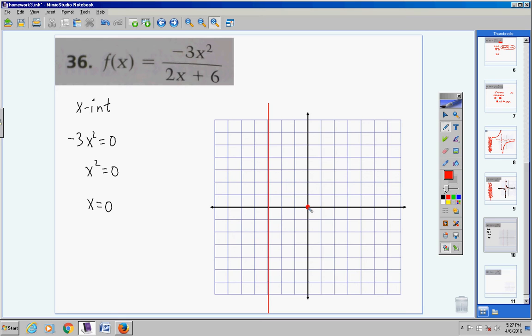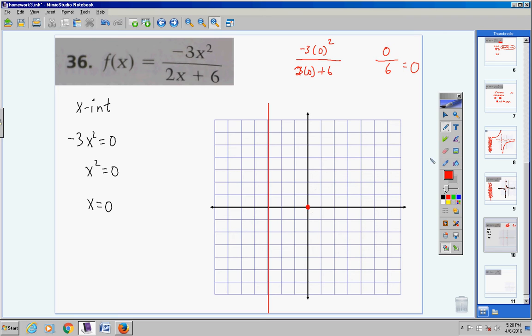Now let's find the y-intercept, okay? Here's how we find the y-intercept. Everywhere there's an x, we put a 0. So negative 3 times 0 squared, over 2 times 0 plus 6. So up here I have 0 squared is 0 times negative 3 is 0. Down here I have 2 times 0 is 0 plus 6 is 6. 0 over 6 is 0, so same thing.